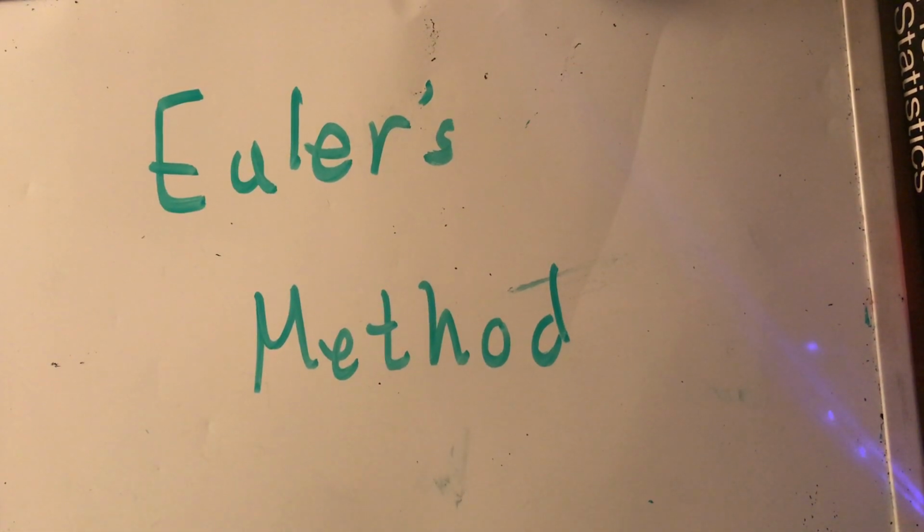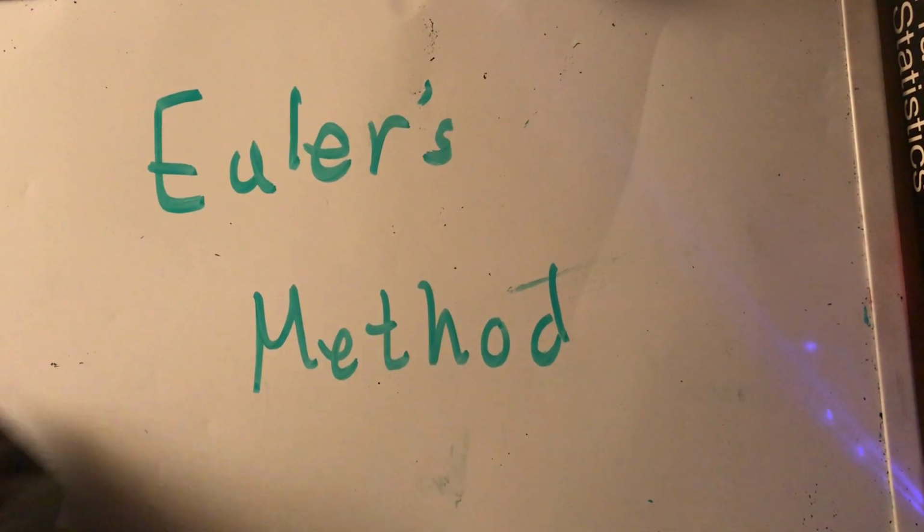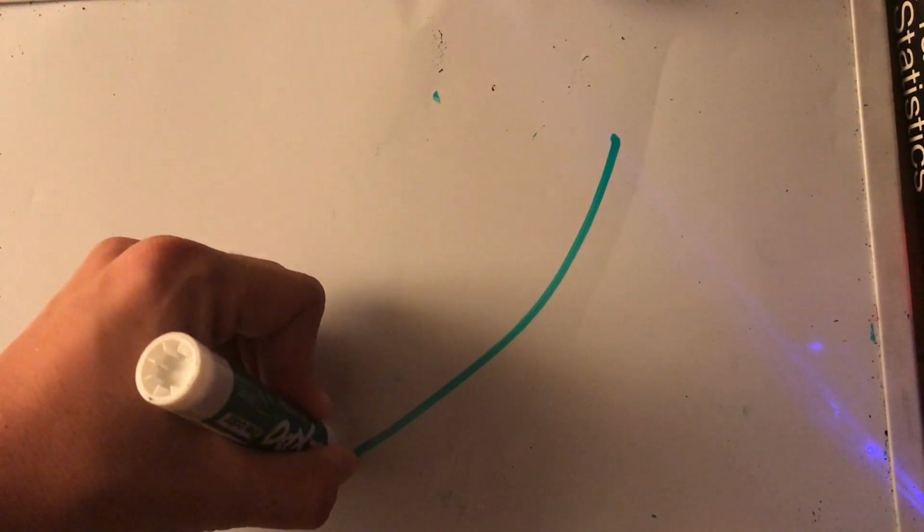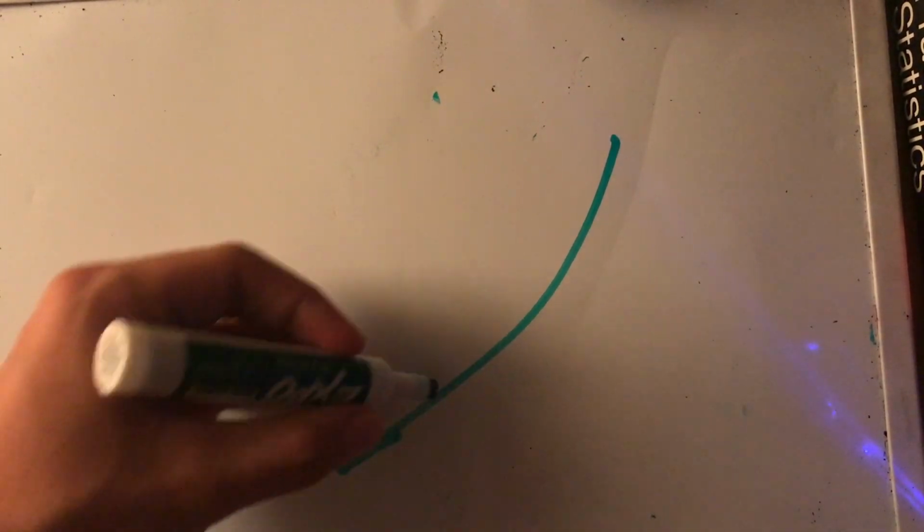Hello everyone, so today's example is going to be going over Euler's method. So we'll be doing two examples for Euler's method today, and what it basically consists of is if we have a curve of some sorts, we can break it down using Euler's method by creating a straight line from this point.